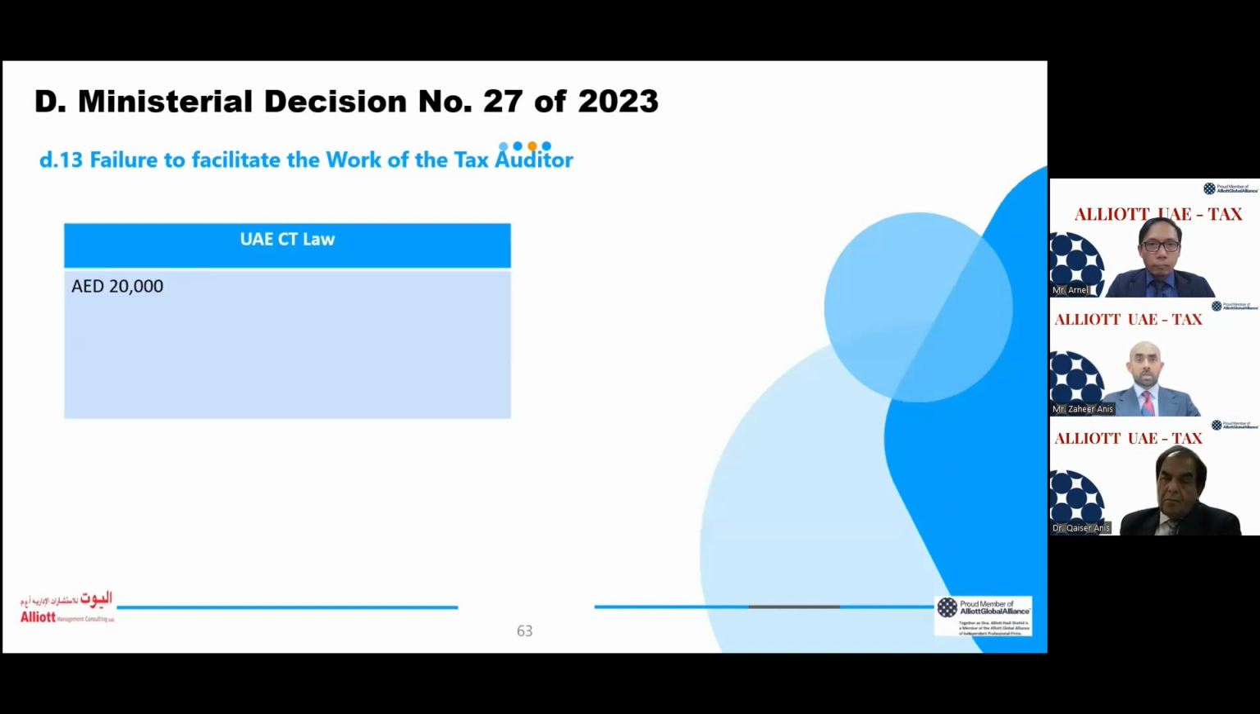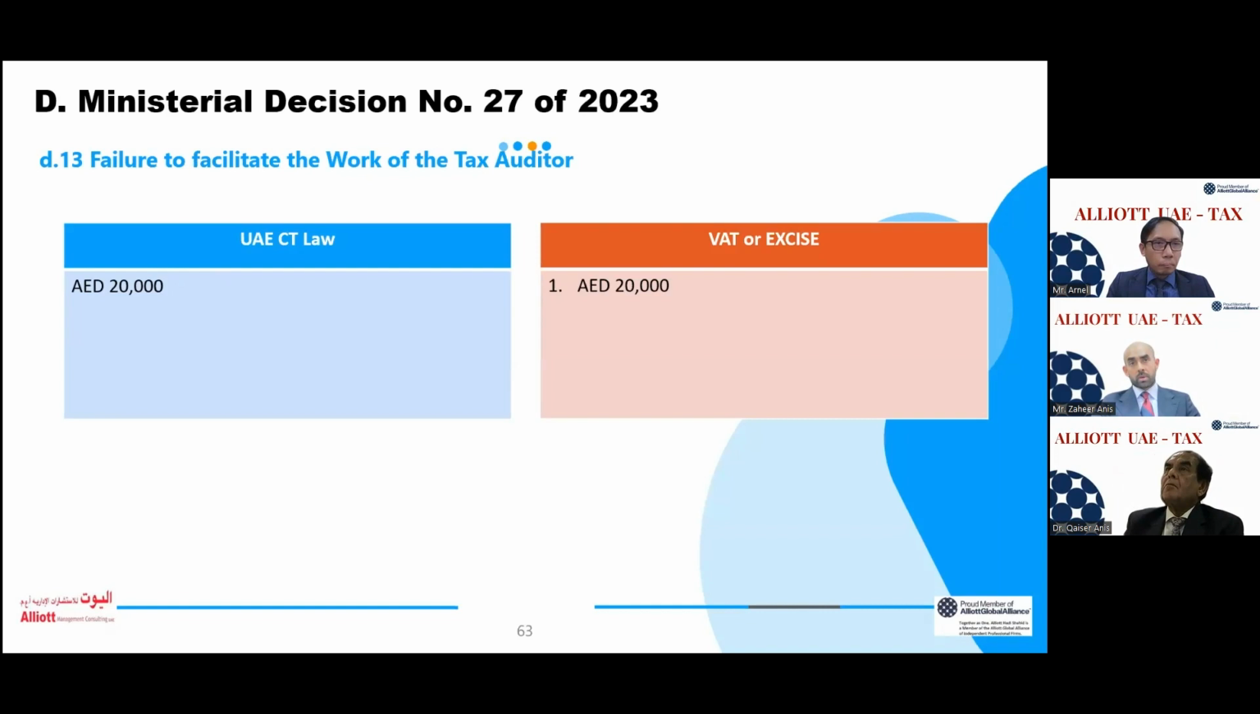Failing to support a tax auditor with an ongoing tax audit carries a penalty of 20,000 dirhams. And for VAT, it is the same amount.